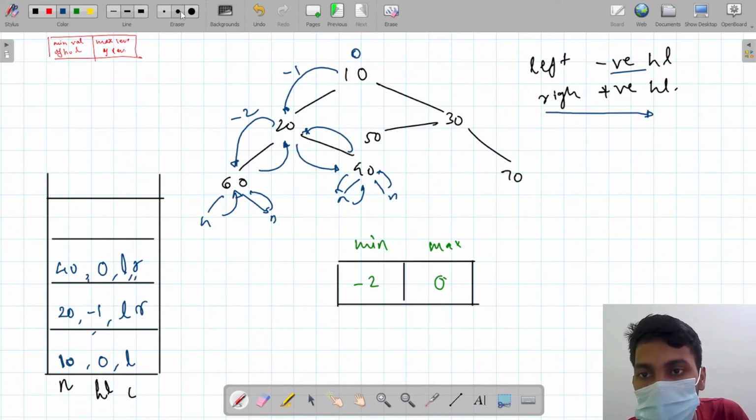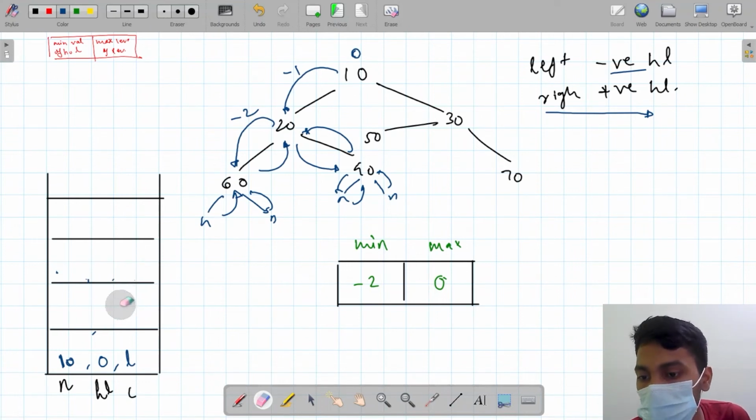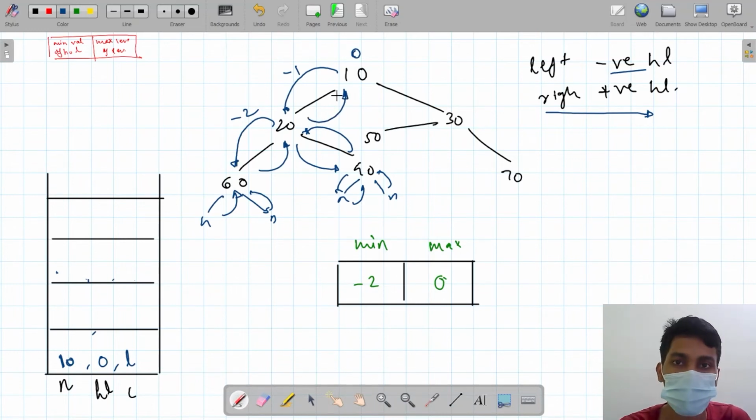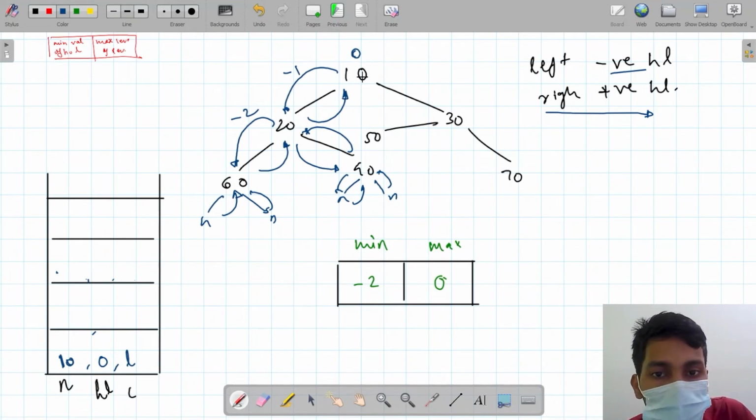Now both the calls I have done for 40 are completed, and for 20 also. Now we are going to return from here to here, right? We are returning from 20 to 10. Now at 10, the left call is done. Now we are at the horizontal level 0, and we made a call to the right side.